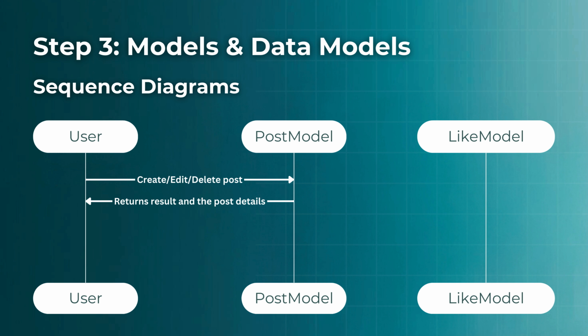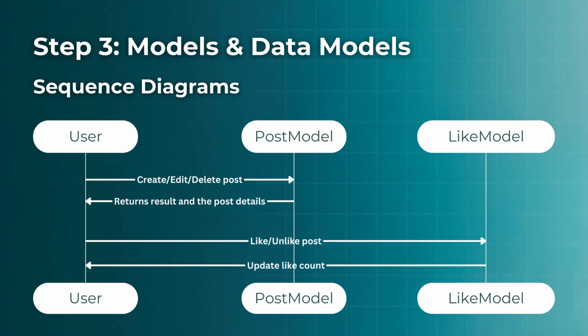When a user interacts with the like model, they send a request to either like or unlike a post, and the system responds by updating the like count and reflecting the action on the post in real time.